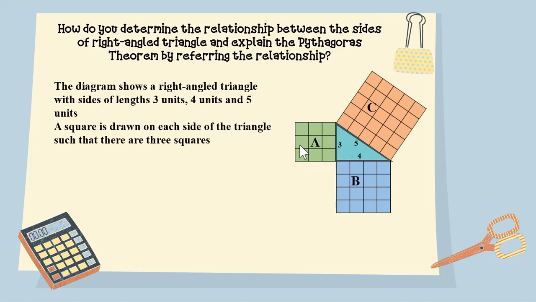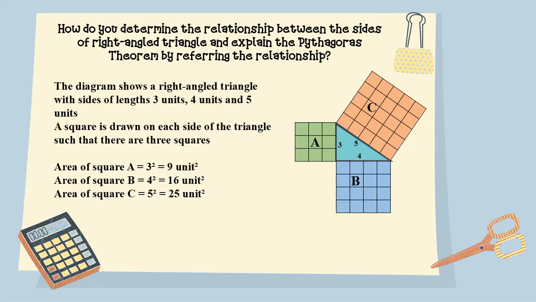So that means this one is 3 times 3. So this is 4 units, so 4 times 4. This is 5 units, so 5 times 5. So area of square A is 3 squared equal to 9 unit square. Area of square B is 4 squared equal to 16 unit square. And then area of square C equal to 5 squared equal to 25 unit square. So if you look at this relationship, actually 9 plus 16, you will get 25.